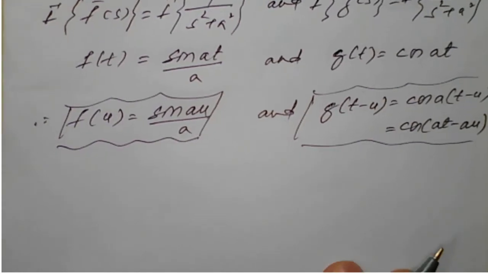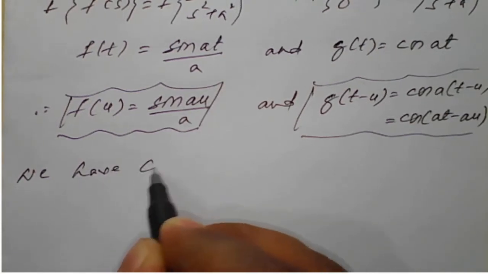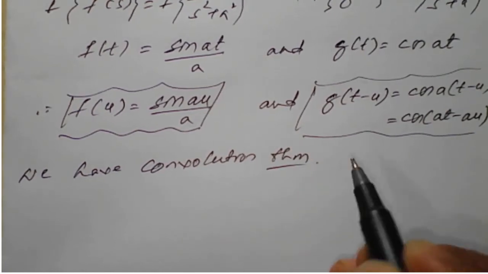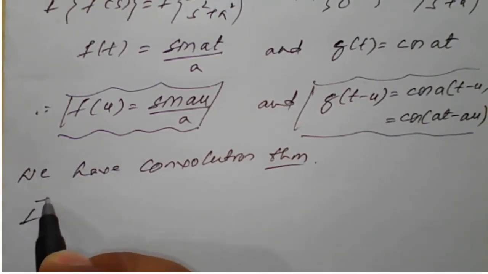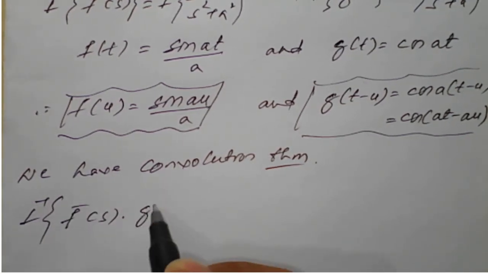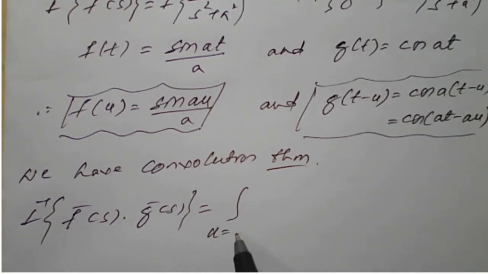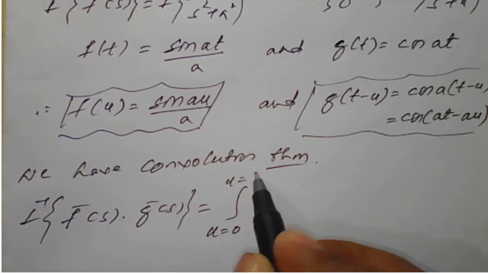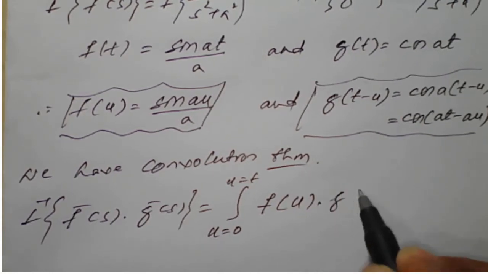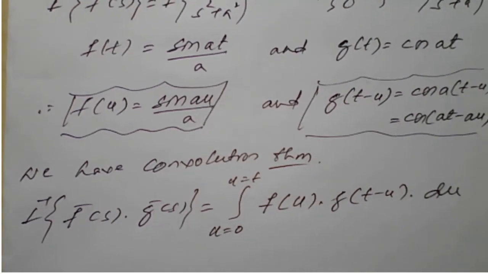Once we get these both, now we have the convolution theorem. It is given by inverse Laplace of f dash of s into g dash of s is equal to the integration, with limits from u is equal to 0 to u is equal to t, of f of u into g of t minus u into du. So this is the statement of our convolution theorem.